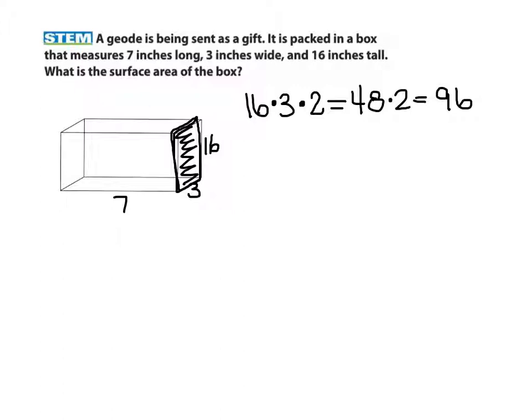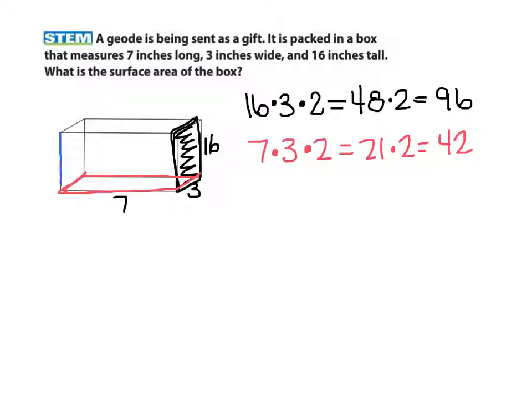Let's start with our next side. We're going to go ahead and do the bottom and the top. So that means we have 7 times 3, and we have 2 of them, so times 2. 7 times 3 is 21. 21 times 2 is 42.